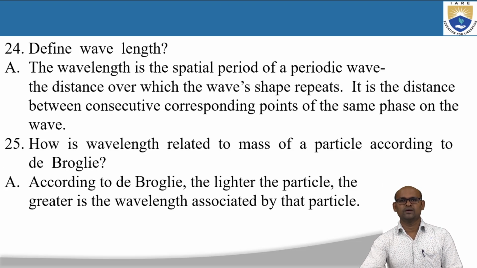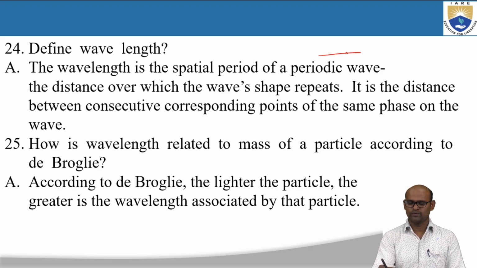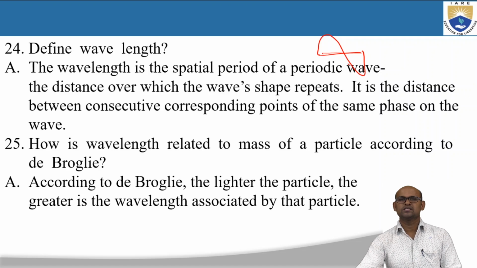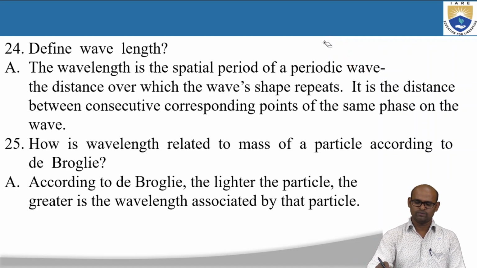Define wavelength. The wavelength is the spatial period of a periodic wave, the distance over which the wave's shape repeats. Okay, so this is one wavelength, lambda. It is the distance between consecutive corresponding points of the same phase on the wave.